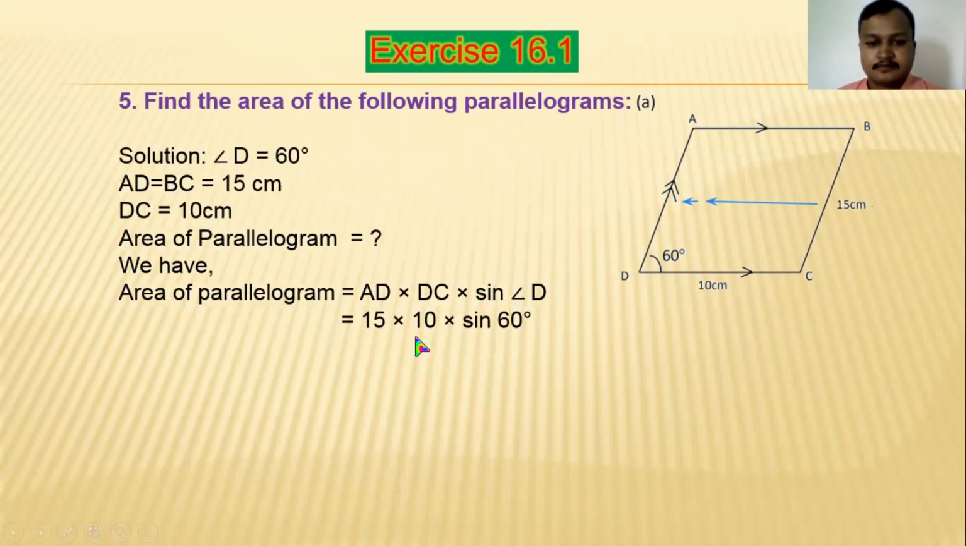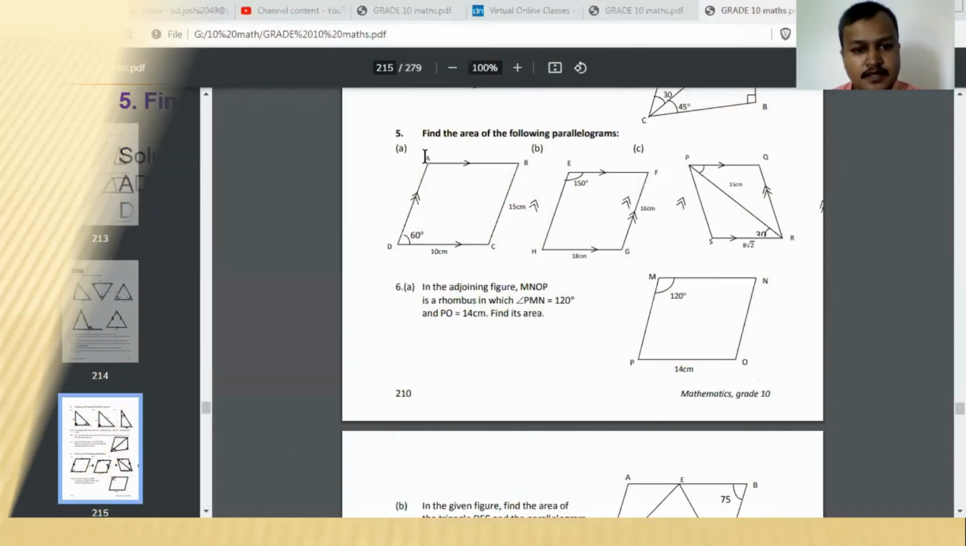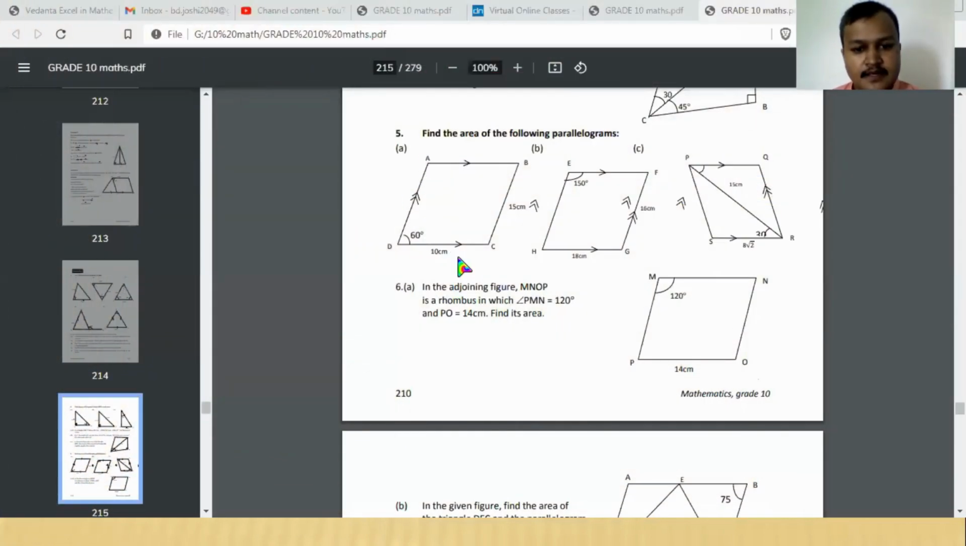15 into 10 is 150. 150 into sine 60, which is root 3/2. 150 into root 3/2. Again cancel out 150 by 2: 2 7s are 14, 2 5s are 10, so 75. 75 square centimeter. This is our required answer for question number 5A. So here we did question number 5A.